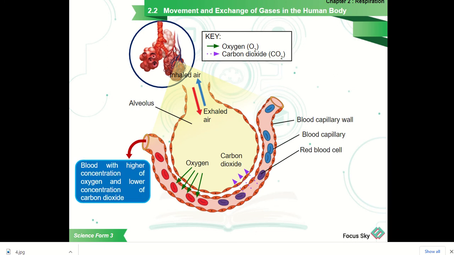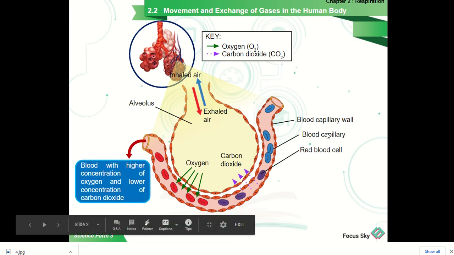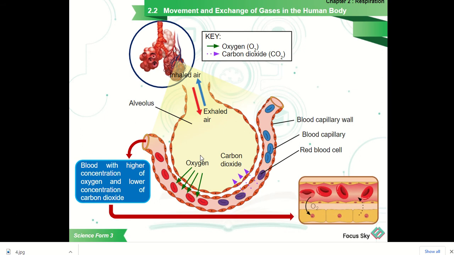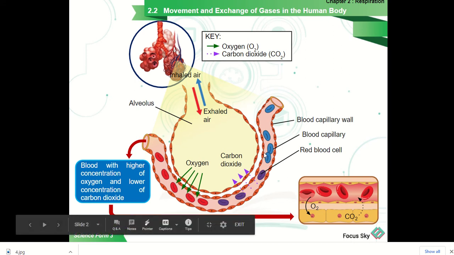Okay, so the blue one means that deoxygenated, means that dia banyak carbon dioxide. Okay, so the red one is blood with higher concentration of oxygen, sebab tu dia warna merah lah. Okay, yang blue one tu yang deoxygenated lah, means that lower concentration of oxygen but higher concentration of carbon dioxide for blue one.